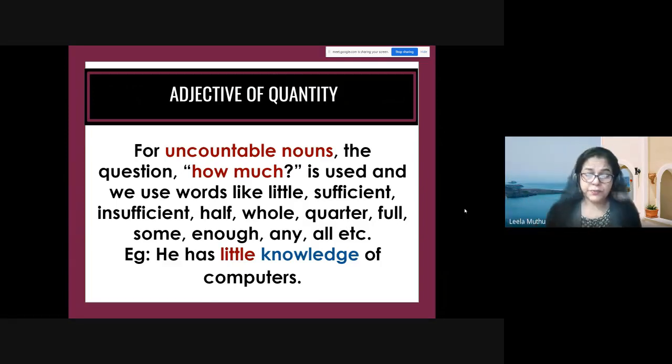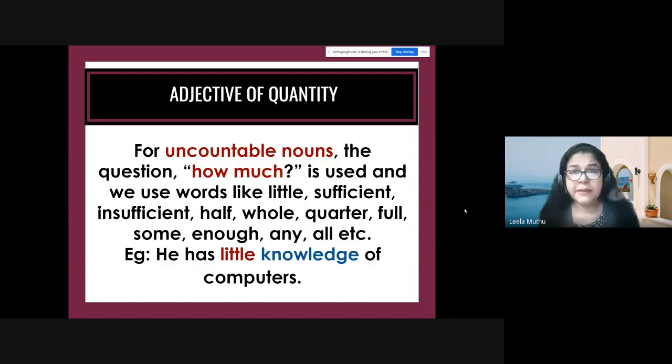So there are words which we use to describe such nouns which are uncountable. You use terms such as sufficient, insufficient, enough, whole, half, quarter, full, all. And what else? Little. These words can be used before nouns which are uncountable.